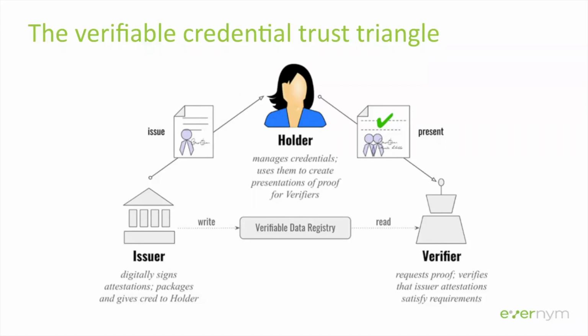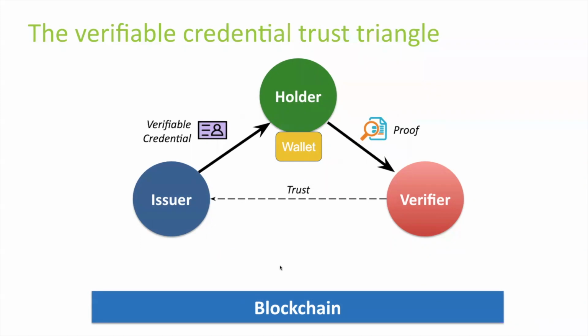So anyway, this is kind of at a very high level conceptually how verifiable credentials do useful stuff. But let's dive into the details a little bit more and talk about what actually happens underneath when we're using them in a specific situation. So this is a view of the same triangle now. And we have the blockchain at the bottom. That's the same thing as that verifiable data registry that was on the previous slide.